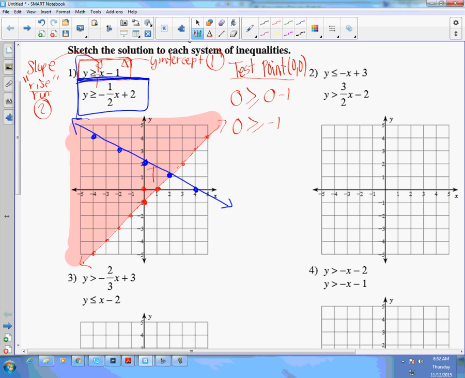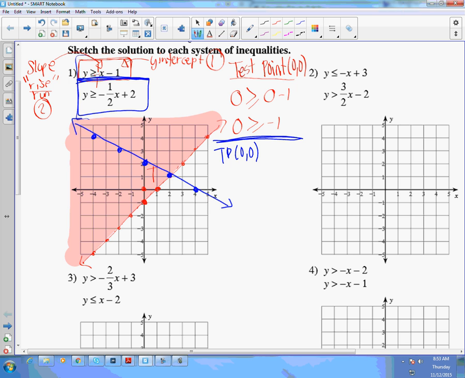Okay, now on the blue, we also need to test a point. I'm going to use 0, 0 again. If you use 0, 0, as long as it's not on the line you just drew. If it happens to be on the line, the next easiest one to use is something on the y-axis, because then at least the x is 0. It can be any point, but 0, 0 is the easiest one to work with. It can't be any point on the line, but it can be anything else.